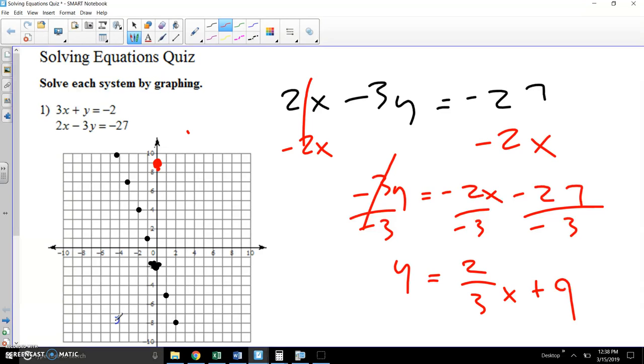But that's off the page. So I'm going to go down 2 and left 3. Down 2 and left 3.